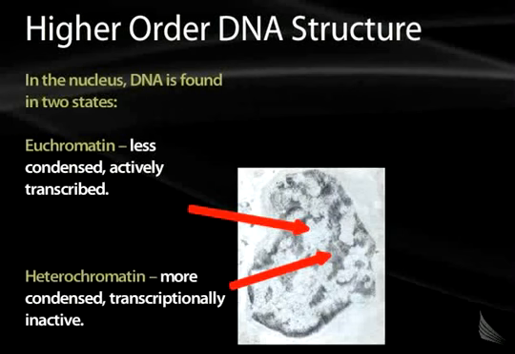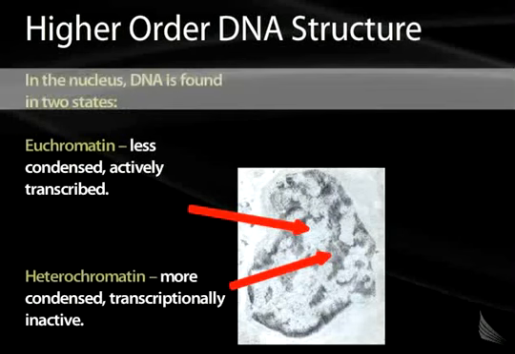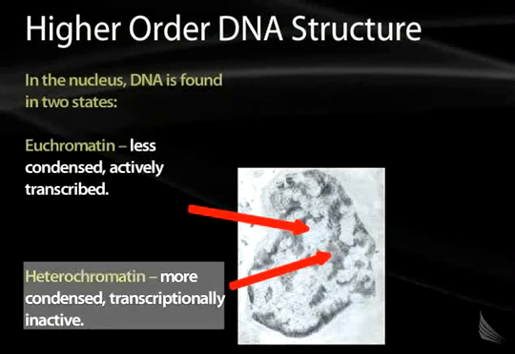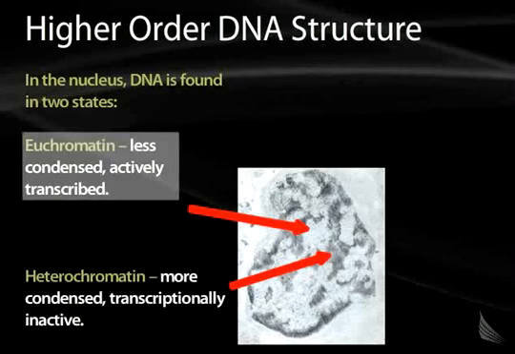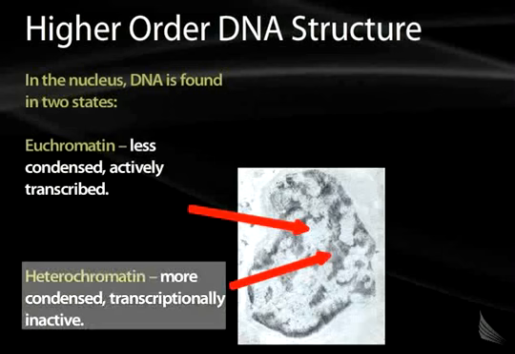Now, in the nucleus itself, DNA is found in two different states, euchromatin and heterochromatin. Euchromatin is less condensed than heterochromatin, and this allows the transcription machinery to have access to the DNA so that it can be actively transcribed. So euchromatin represents those genes which are actively being transcribed and forming RNA, which goes on to form protein. The heterochromatin, by contrast, is more condensed. This is the DNA which is transcriptionally inactive, that is, it is not currently being transcribed.